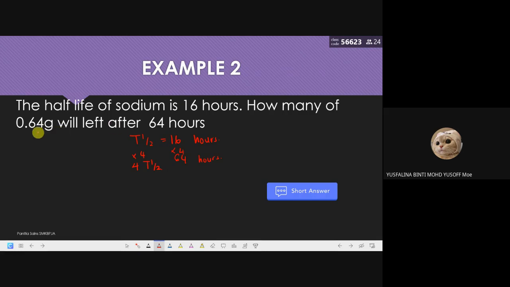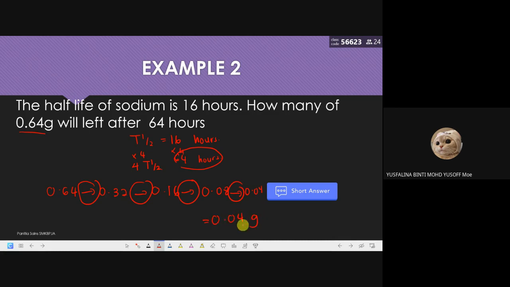So starting from how many grams? From 0.64. So you divide by 2, okay? So this one is 0.32, then you divide again by 2, 0.16, then you divide again, 0.08, then you divide again, 0.04. Okay, so let's see how many half-lives there are already. 1, 2, 3, 4. So 4 half-lives, right? So it means you already reached 64 hours. How much is left? It will be left 0.04 gram only.